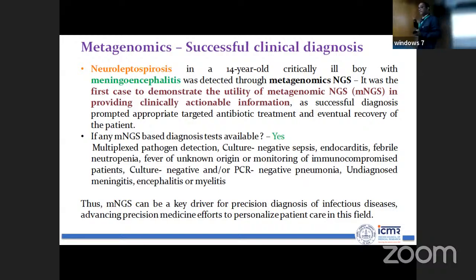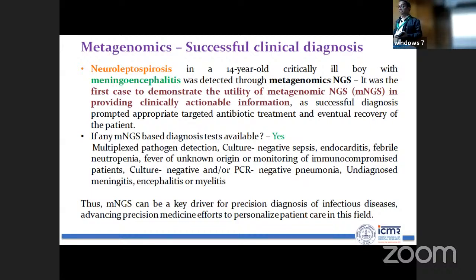Once through metagenomics, and once some person is having meningoencephalitis, you cannot suspect that that person will be having leptospirosis also. But after metagenome sequencing, it was observed, then targeted therapy was given such that the person can be cured. There are many tests also available for multiplex pathogen detection, culture negative sepsis, endocarditis, febrile neutropenia, fever of unknown origin.